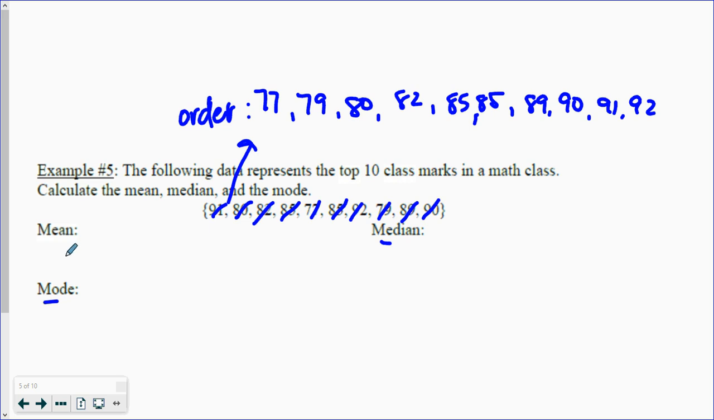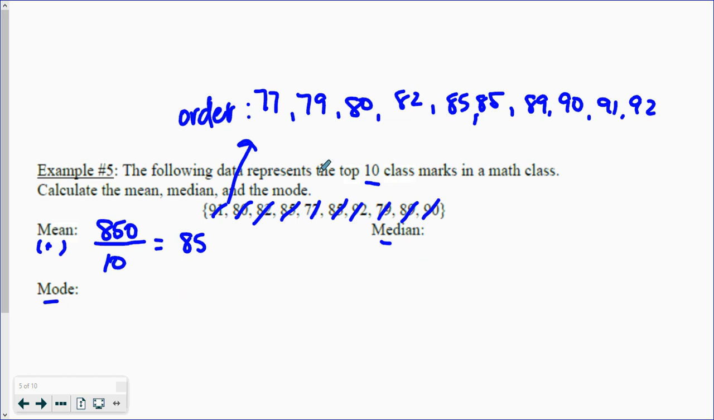So the mean, again, we need to add it all up, and then divide it all. So 77 plus 79 plus 80, 82, 85, 85, 89, 90, 91, 92. If you add that all together, you get 850, and we're dividing by the 10 scores that there are. So the mean of that is 85. That should make sense, right? Our data goes from 77 to 92, so your mean should be somewhere within that.